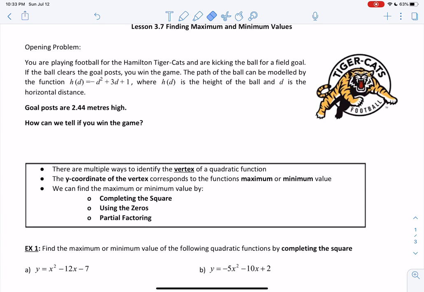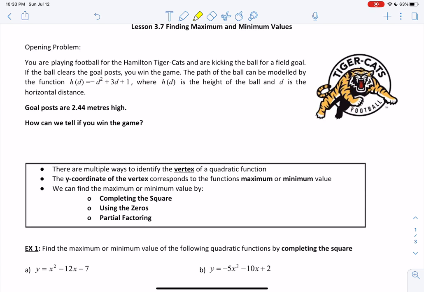For this lesson, we're going to be looking at finding our maximum and minimum values. So to start, let's look at a sample problem. You're playing football for the Hamilton Tiger Cats and you are kicking a ball for a field goal. If the ball clears the goalposts, you win the game.